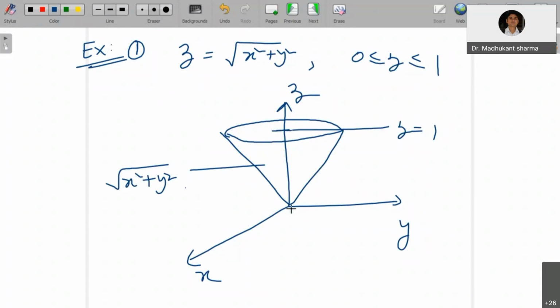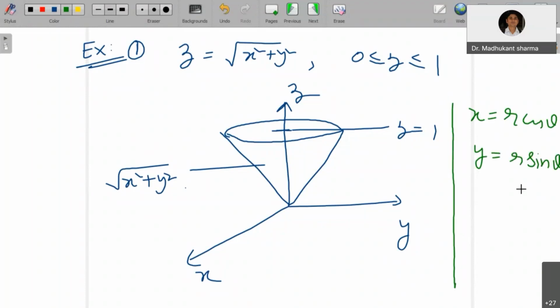Now, we have already learned the cylindrical coordinates, which are an extension of polar coordinates, so I will follow them. x equals r cos theta, y equals r sin theta, and z equals z. These were the cylindrical coordinates, right? So we will follow in the same fashion.